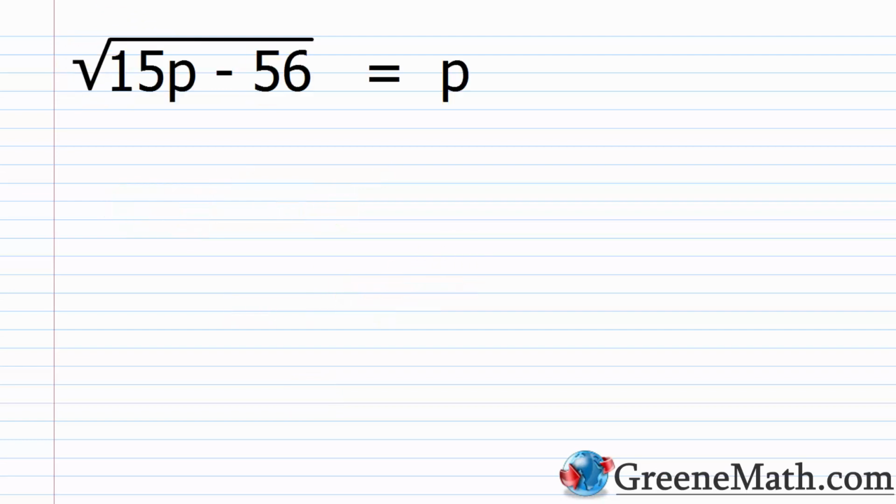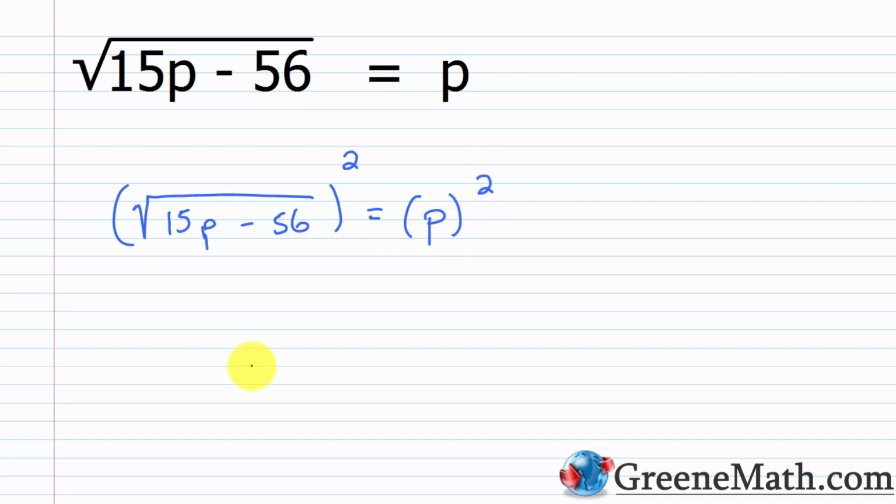Let's look at one that's a little bit more challenging. So we have the square root of 15p minus 56 is equal to p. So the radical, again, is isolated for me. So what I'm going to do is, again, square both sides. I'm going to square this side, and I'm going to square this side. Okay. So if I square this, this cancels with this, and I'm left with the radicand. So I'm left with 15p minus 56, and this equals p squared.